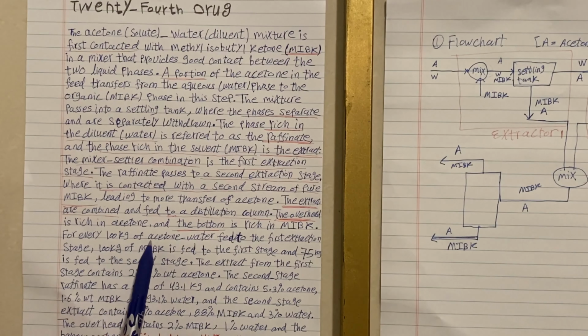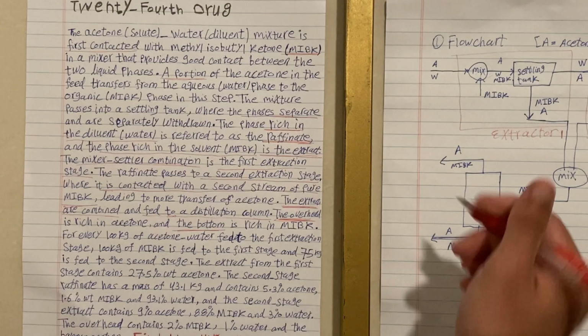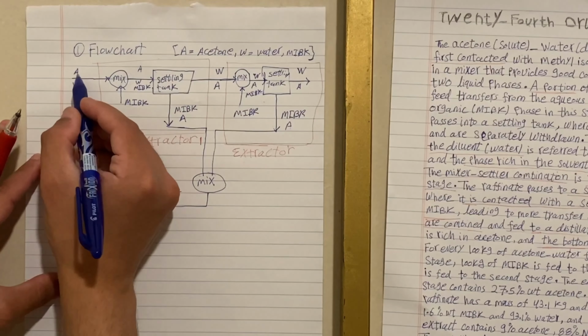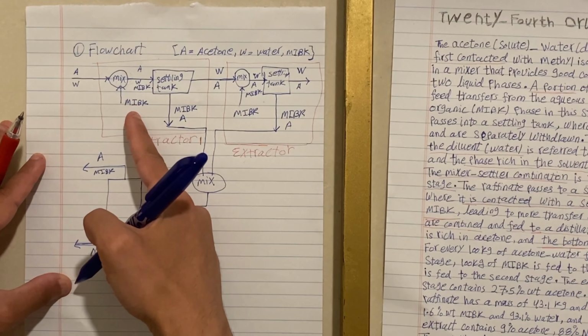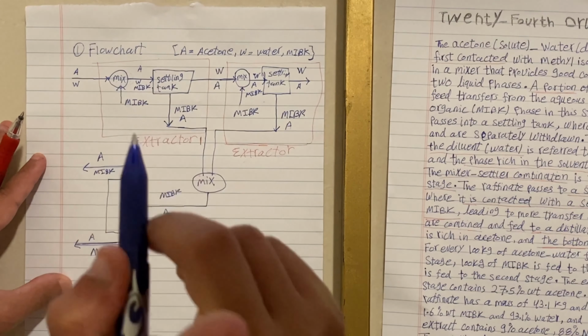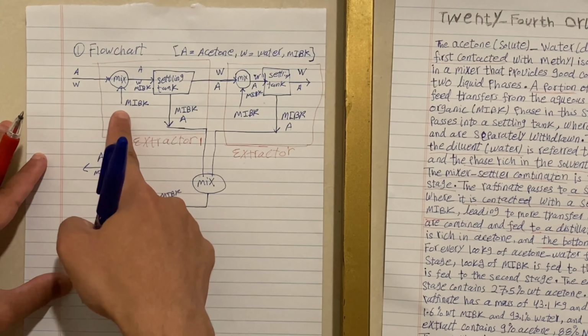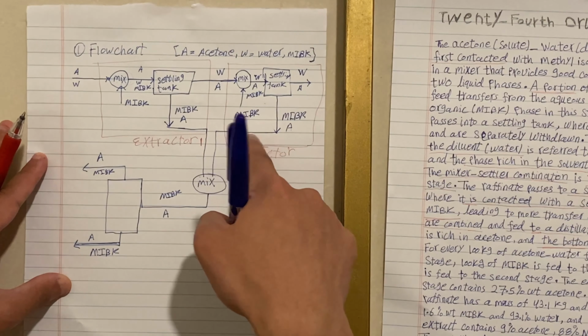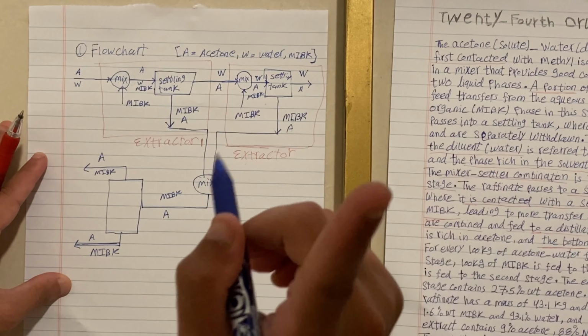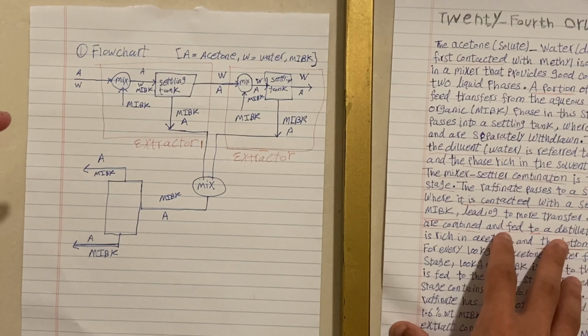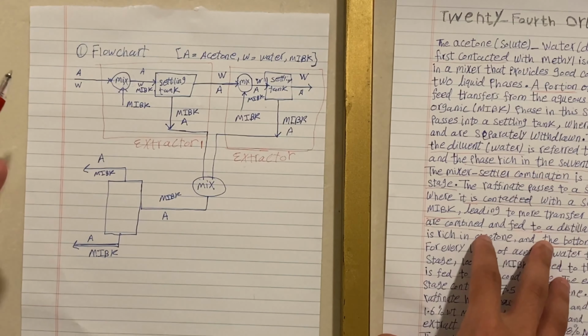For every 100 kg of acetone-water fed to the first extraction, this one, which means if it is 100 kilogram, then the MIBK stream going to the mixer of the first extraction stage will be 100 kilogram, and the MIBK going to the second extraction stage will be 75 kilogram. It's clear, if you want to have very simple calculation, then you would choose your basis as 100.